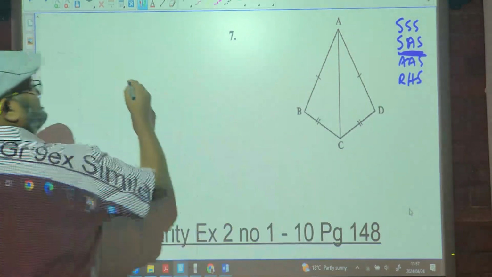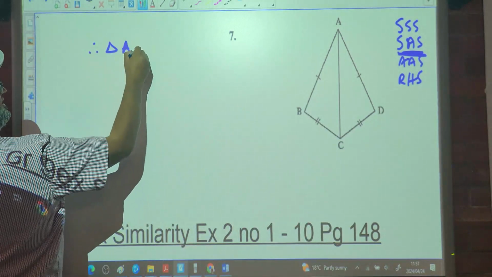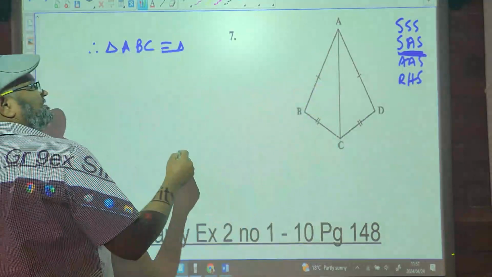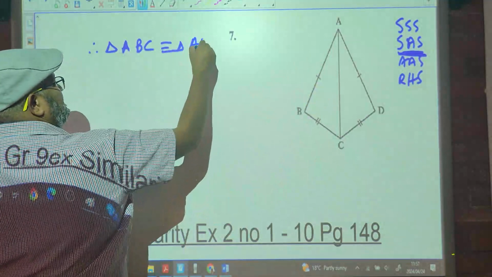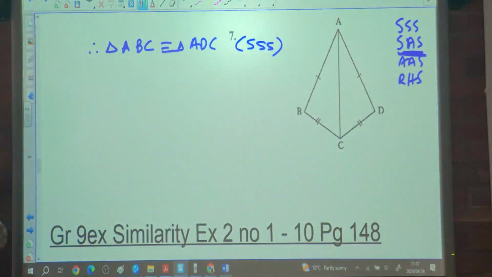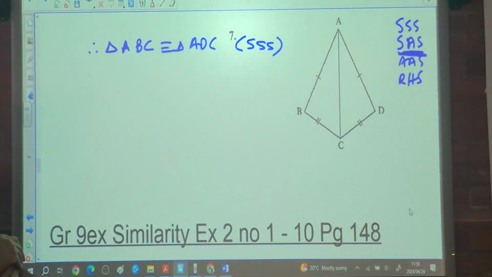What type of shape is this? Therefore, triangle ABC is congruent to triangle... It's ABC. What's the order? ADC. And the case is side, side, side. What type of shape is this? It's a kite. What makes it a kite? Two pairs of adjacent sides, not opposite. Two pairs of adjacent sides are equal.